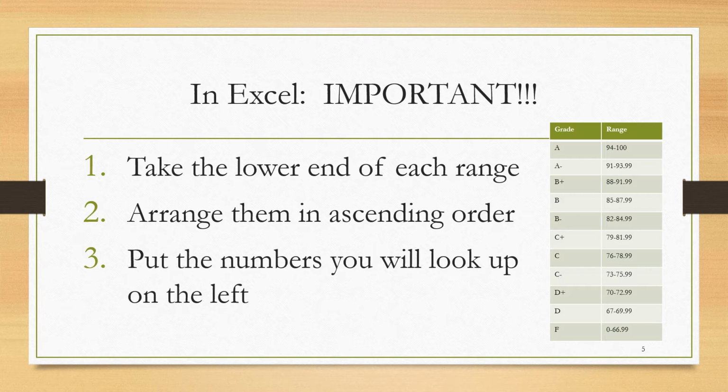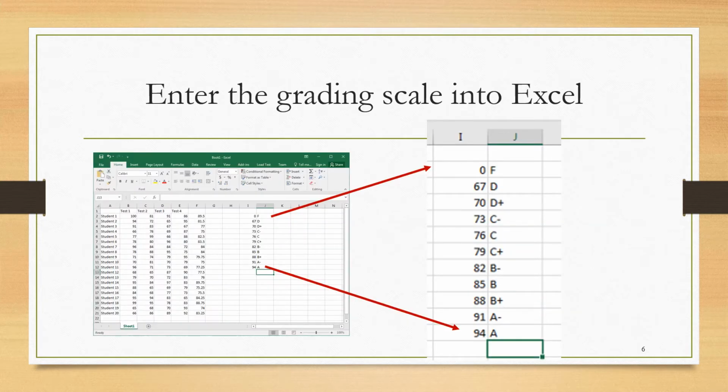And then we're going to have to switch the order of the range and the grade, because we are going to look up a number in the range, and the numbers you look up should be on the left. So here in columns I and J is the VLOOKUP table that corresponds to our grading scheme. So we have 0, F, 67, D, 70, D+.